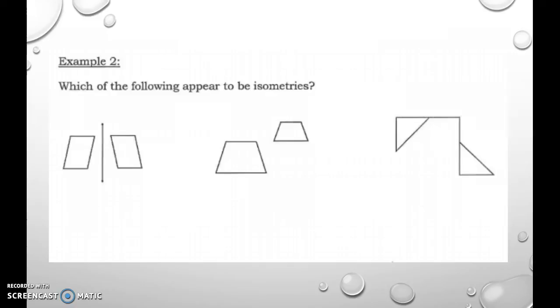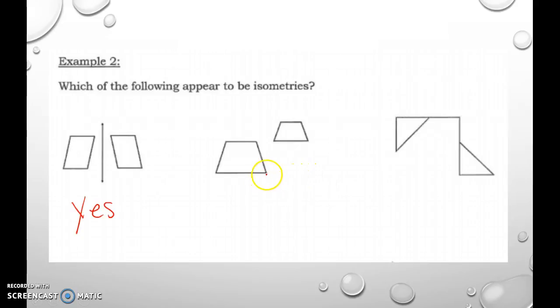Which of these appear to be isometry? So again, isometry is any of those 3 rigid transformations that we just discussed, meaning that neither the shape nor the size changed. Okay, so if we compare the 2 figures, we can see that they are the same shape, they're the same size. One is just flipped backwards from the other. So this would be an isometry.